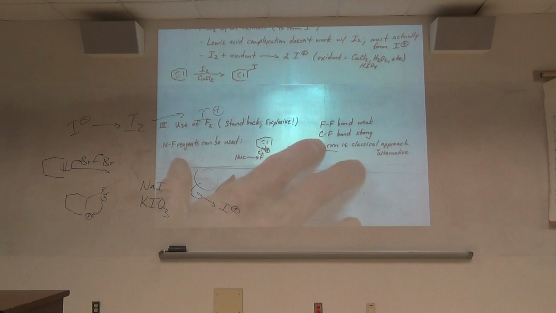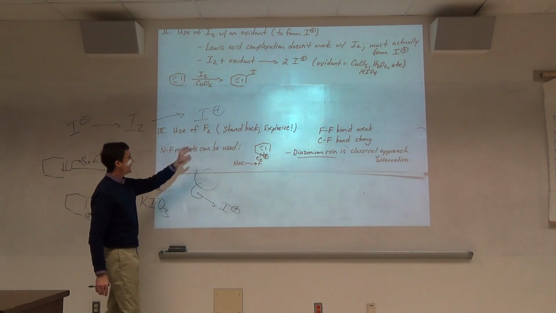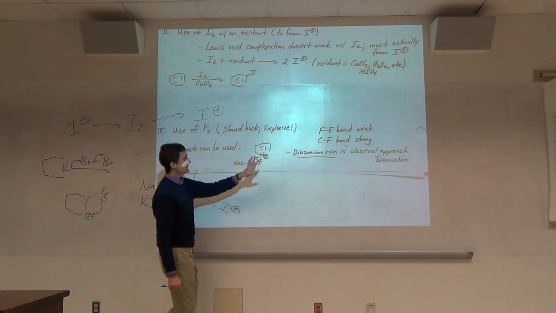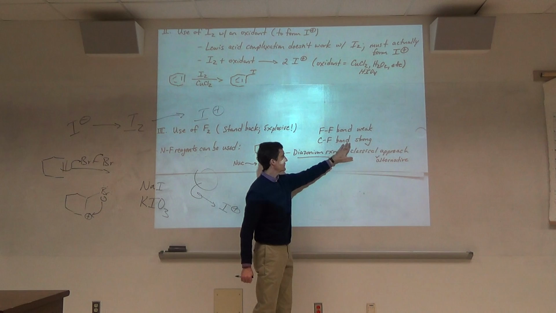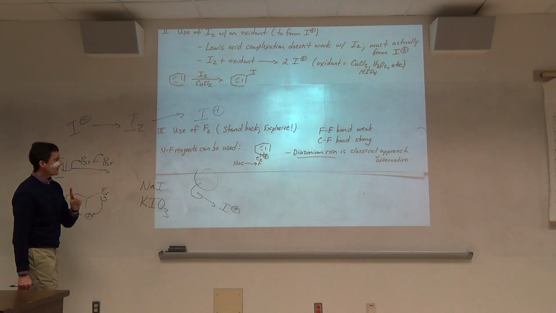Okay, actually the fluorine was down there. Use of fluorine, well, you better stand back because it tends to be explosive. Why? Because the F-F bond is so weak and the C-F bond is so strong. There are alternatives.